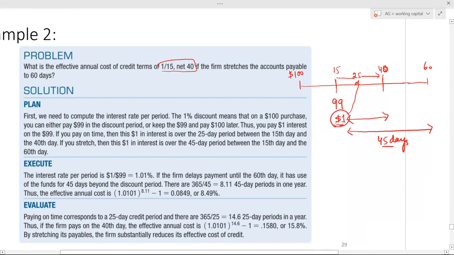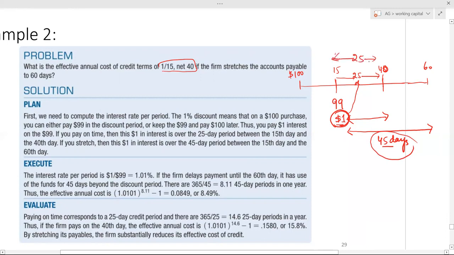Okay, but the company is not interested in this saving. The company wants to use this 99 for the remaining 45 days, not 25 days, even for 45 days. So now we need to calculate its effective annual cost. The effective annual cost will be with respect to these 45 days. We need to compare these 45 days with this 25 days.